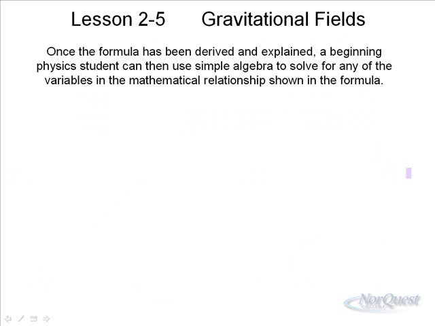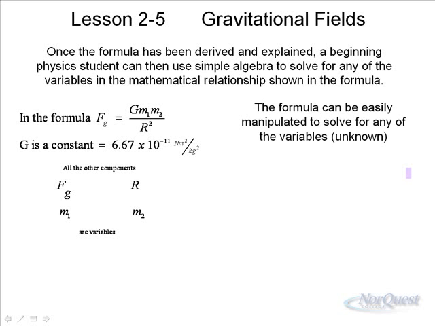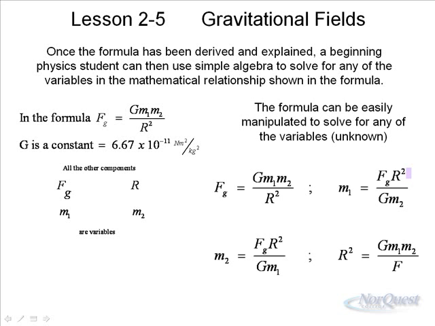So once the formula has been derived and explained, a student can then use simple algebraic tools to solve for any one of these variables. All right, so you start with Fg is equal to G m1 m2 over r squared. Of course, G is a constant, so it doesn't change. All the others are variables, and I'll just show you that the formula can be easily manipulated for each of these different unknowns. So here's the original.